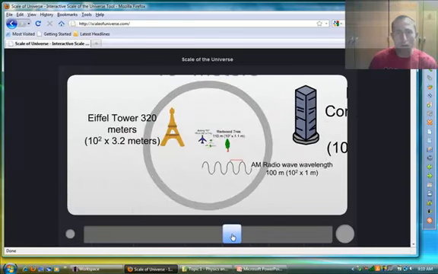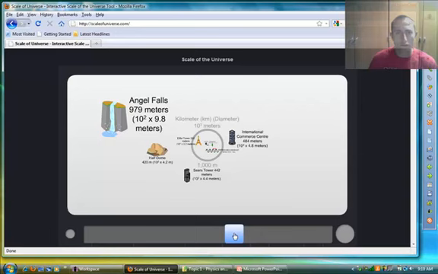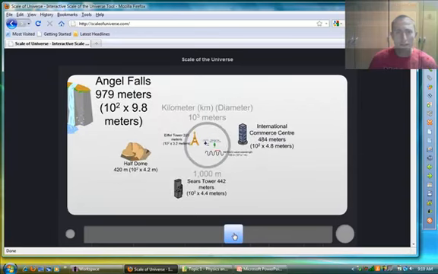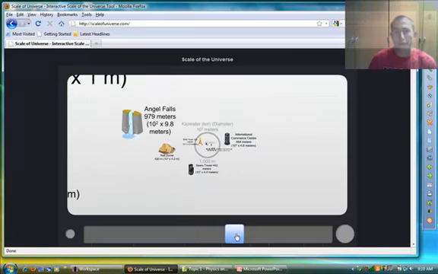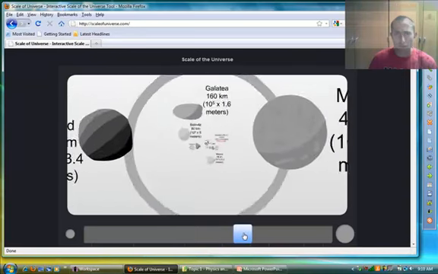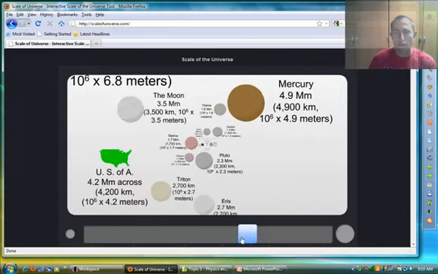You have something like the Eiffel Tower, which is pretty tall. Angel Falls in South America, 10 to the second. And then there's Sears Tower. Okay. Now we start to move on a little bit faster, and we get to some of our non-planetary, so to speak, objects.